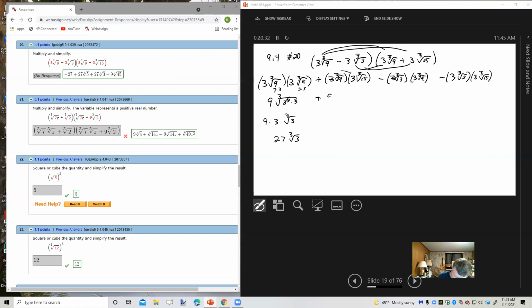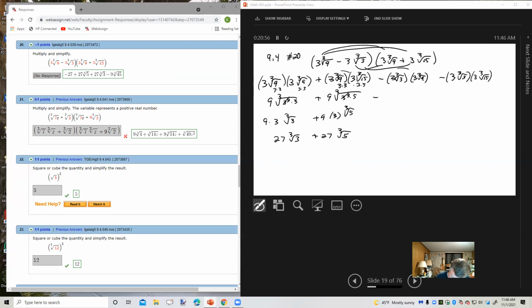Here we get plus 9. And this is what? The cube root of 3 times 3 times 3 times 5. 15 is 3 times 5, so 3 cubed times 5. So we get plus 9 times 3. The cube root of 3 cubed is 3. Cube root of 5, so plus 27 cube roots of 5.